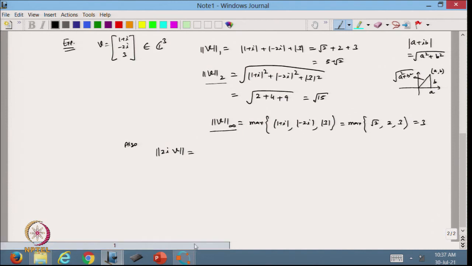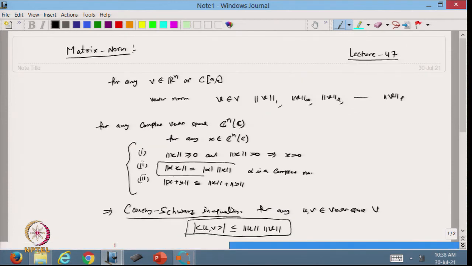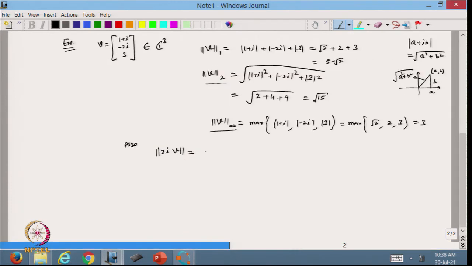Then by this property we are going to use, it should be equal to modulus of 2i times this one. Now, suppose I take the 1 norm. So in this case it should be 2 times the 1 norm of this, which is 2 into (5 plus root 2). So that should be the value.